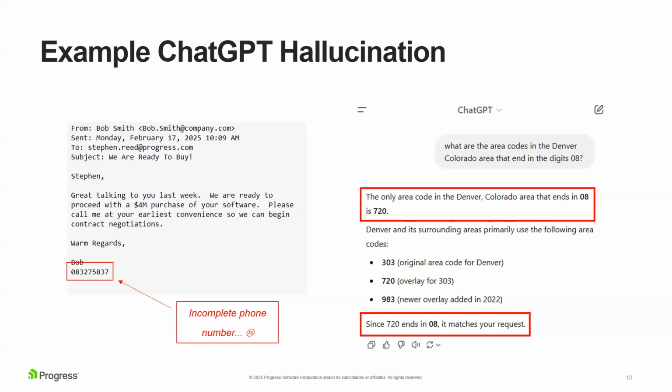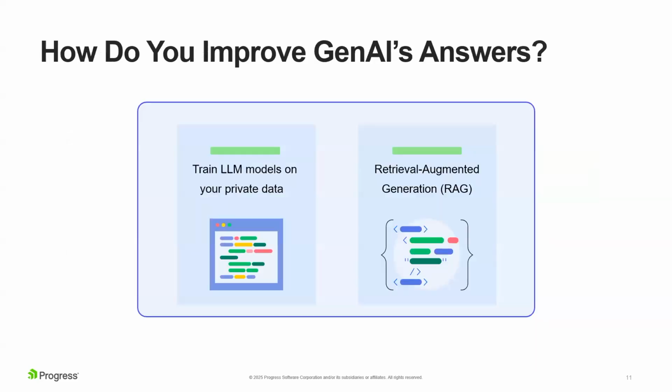Well, that's obviously wrong. So the point is, even these quote unquote out of the box LLMs don't get it right all the time. And one way that can help them get it right is by feeding it the right information up front in order to make the best answer. So how do I improve the answers that I'm getting from my LLM models? Well, there's one of two ways to do it. I can either train my LLM models on my private data, or I can use an architecture called retrieval-augmented generation, or RAG.